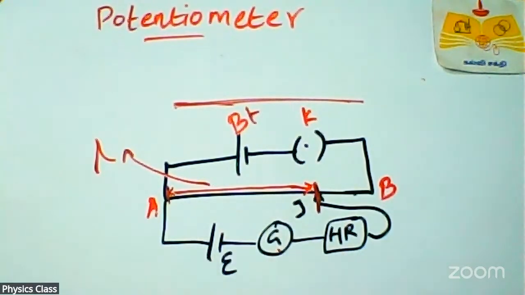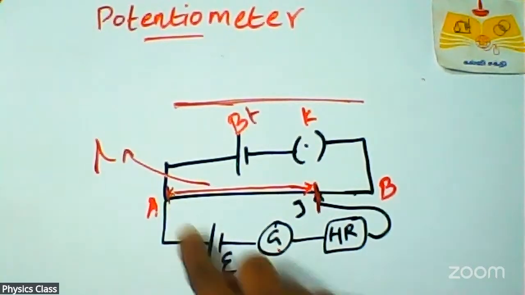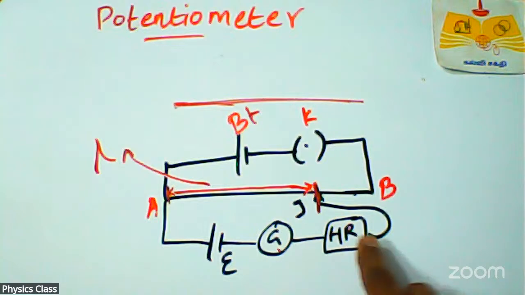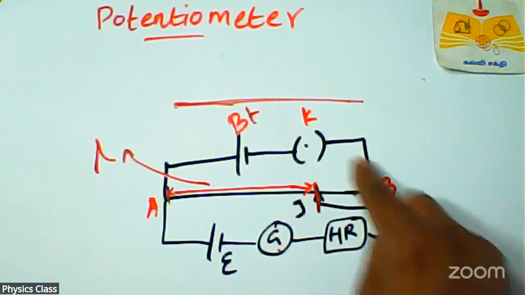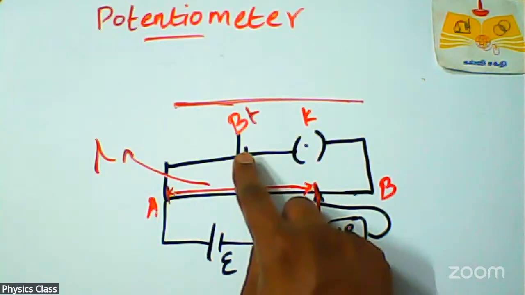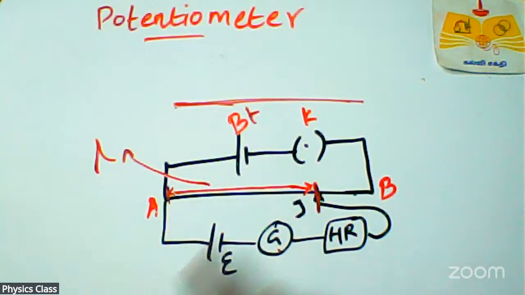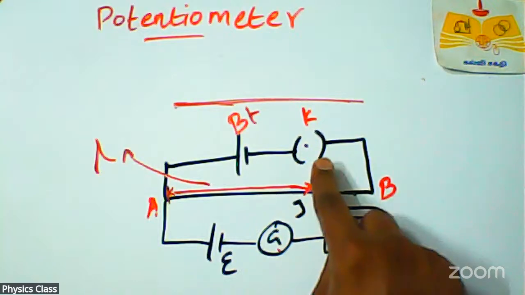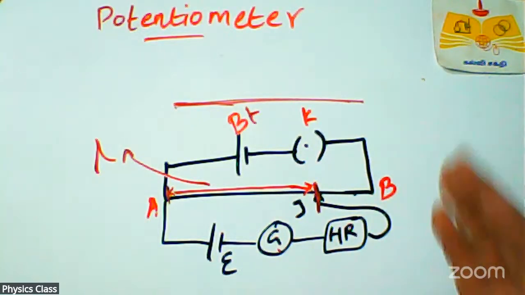The positive terminal of the primary cell of EMF E is connected to the A point, and the negative terminal of that EMF is connected to the galvanometer. The other terminal of the galvanometer is connected to the high resistance, and the other terminal of the high resistance is connected to the jockey. Like that, this circuit. The positive terminal of the battery is connected to A, and the negative terminal of the battery is connected to the key, and the other terminal of the key is connected to the other free end, that is B.